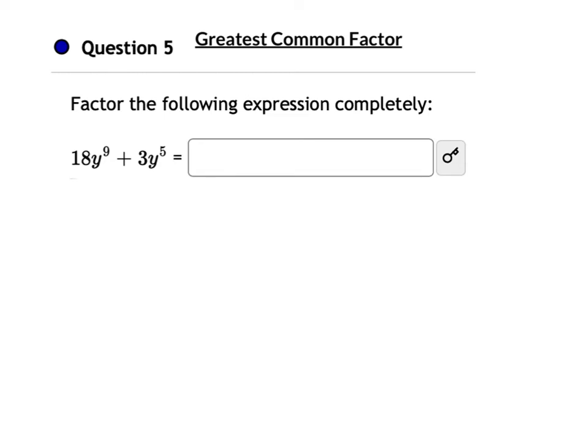18y to the 9th plus 3y to the 5th. Both are divisible by 3. They both have a y in them. They both have y squared, and they both have y cubed, and they both have y to the 4th, and they both have y to the 5th, but they don't both have y to the 6th. Y to the 5th is what they have in common.